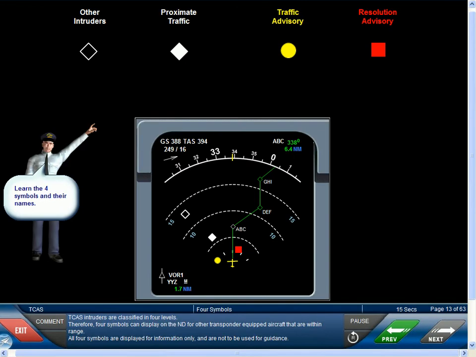TCAS intruders are classified in 4 levels. Therefore, 4 symbols can display on the ND for other transponder-equipped aircraft that are within range. All 4 symbols are displayed for information only and are not to be used for guidance.